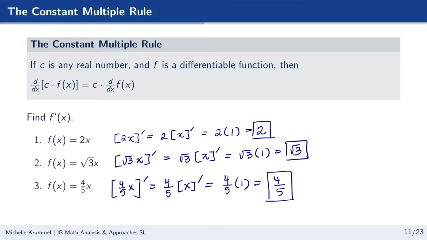Another way to think about these examples, they're all linear functions, right? And in a linear function, we know the derivative is just the slope of the linear function. So the derivative should just be the slope, which is the coefficient of x. So it's 2, and it's root 3, and it's 4/5.